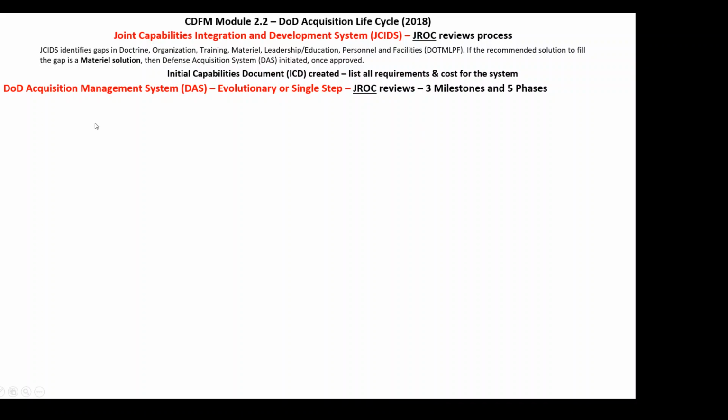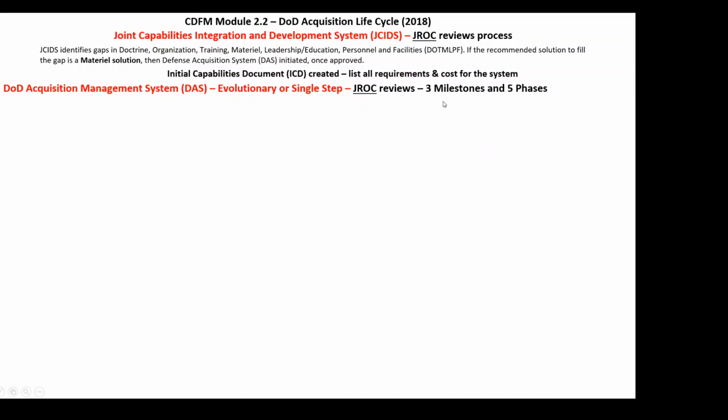Understand that the DoD Acquisition Management System is evolutionary. They don't always have to start from the beginning. It can also be a single-step process. If we already have technology existing out there and we can tie into it, it may be a one-step process, or it may be something that has to be researched and developed, an evolutionary approach. The JROC is in charge of JCIDS, but they also review the Defense Acquisition System. We have to make sure everything stays in line, hence the overlap.